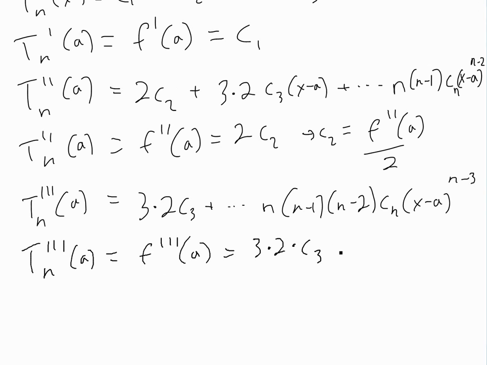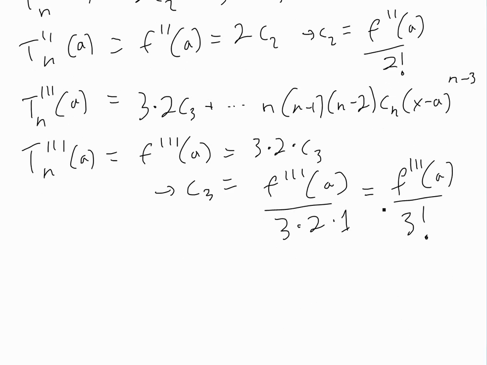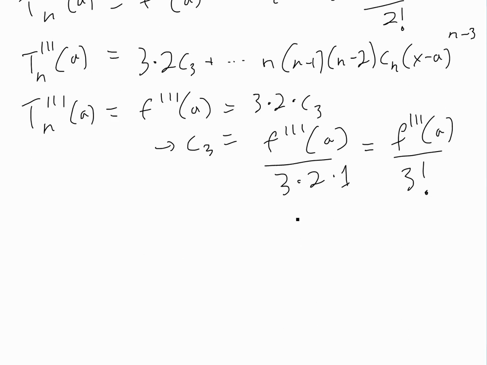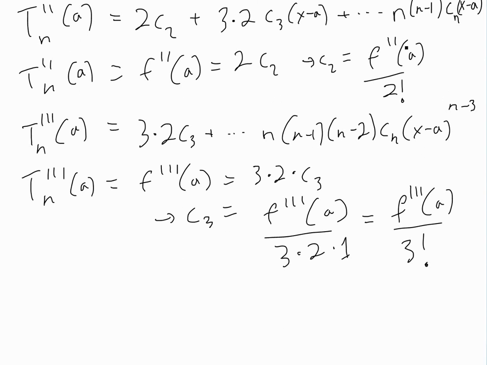So this one right here is just equal to c3 is equal to f triple prime of a over 3 times 2. Also, we'll put a times 1 here just so we can write a factorial. So we're going to get 3 times 2 times 1, which is 3 factorial. And this one is equal to 2 factorial as well. I'll do another math easy on factorial another time. And from this pattern you can see that this one's f double prime of a divided by 2 factorial.